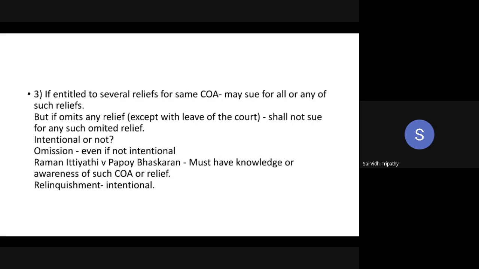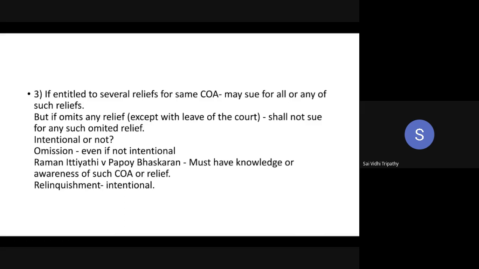It also says, if entitled to several reliefs for the same cause of action, then he may sue for all or any such reliefs. So it says that if he is entitled to several reliefs for the same cause of action, then he may sue for all or any of such reliefs.